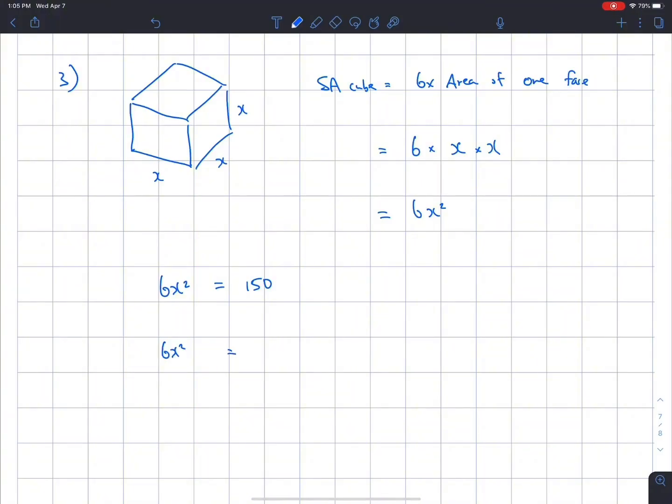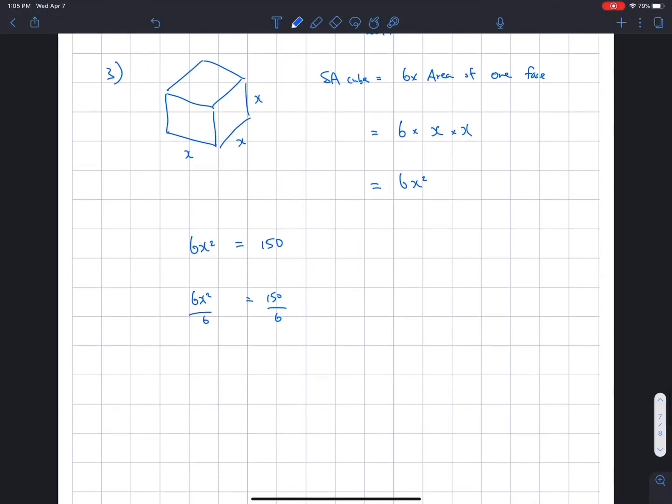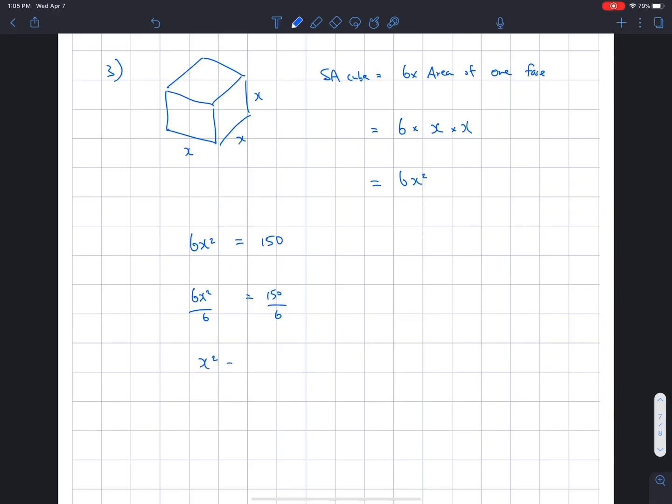We can divide both sides by 6 to get x squared equals 150 divided by 6, which is 25. To find x, we can square root both sides, because square root and square cancel each other out. So we get x equals the square root of 25, and x equals 5. That's the answer. The side length is 5 centimeters.